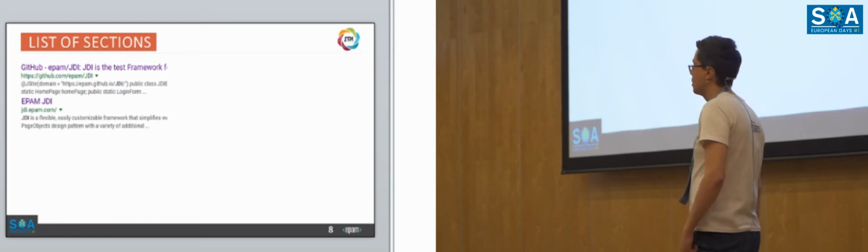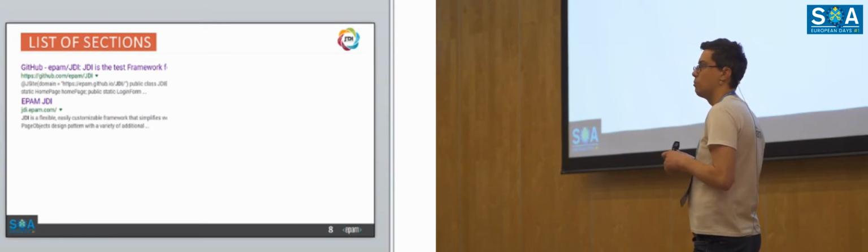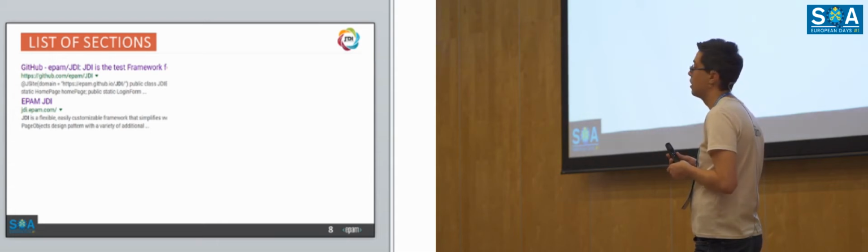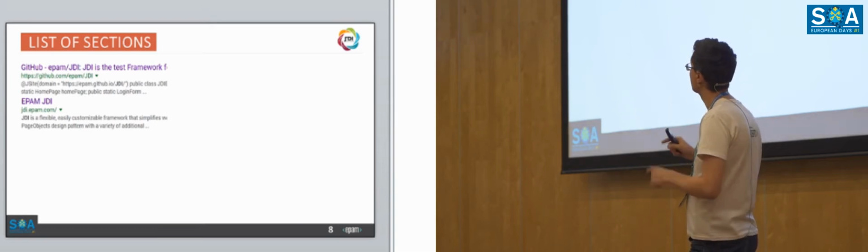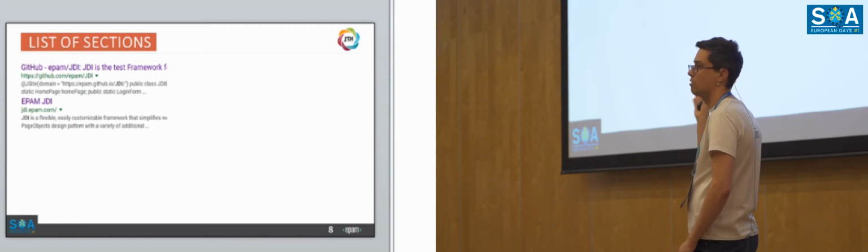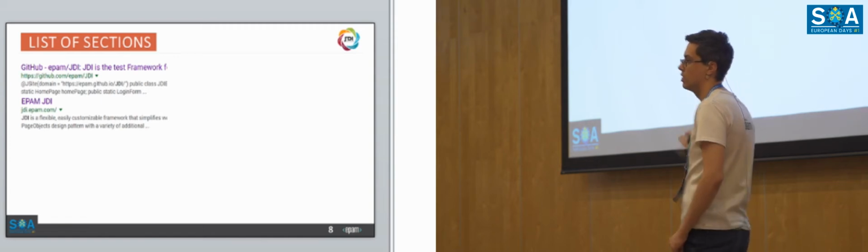One more interesting thing, in JDI, you can easily work with a list of elements and even a list of page objects, like collections. A good example is search results for Google. When you search for something, you will get pretty similar parts of elements. You have, for example, 10 results with small page objects in them.